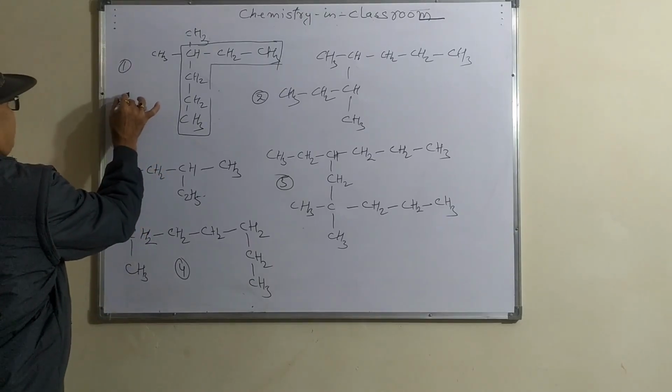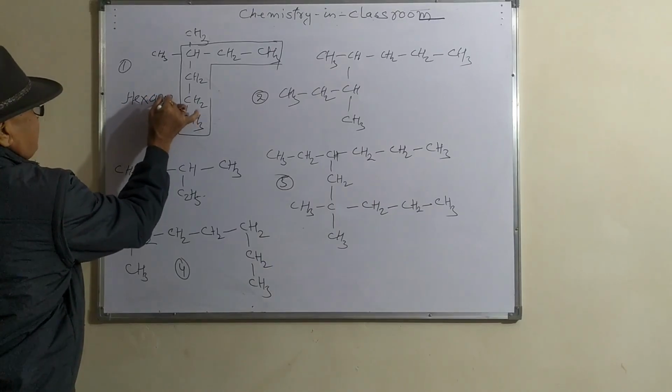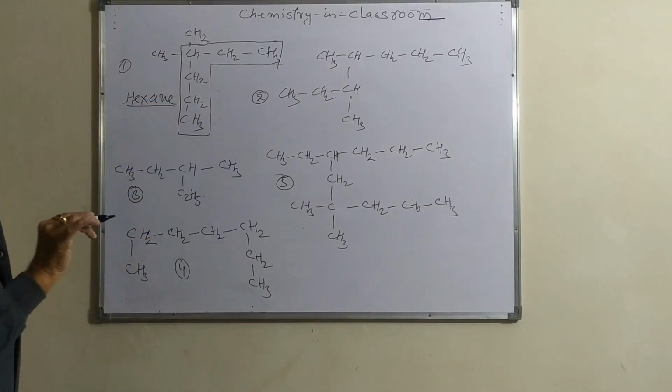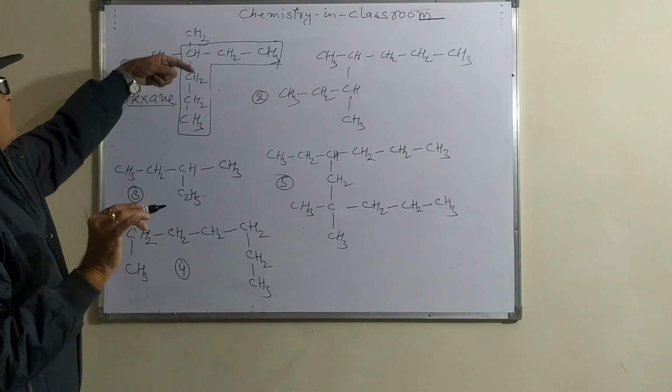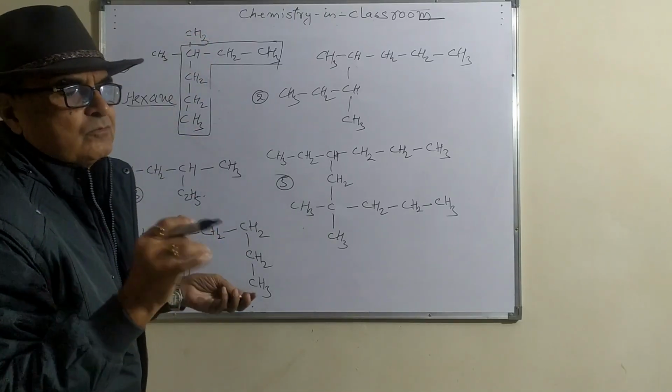So the parent compound will be hexane. The substituent group, I will tell further about how to locate the substituent groups.